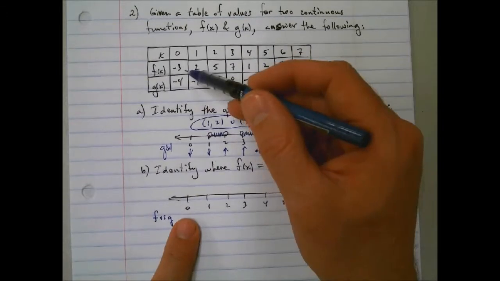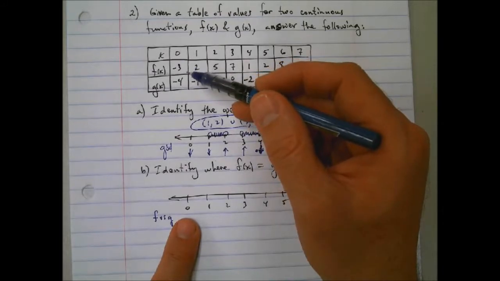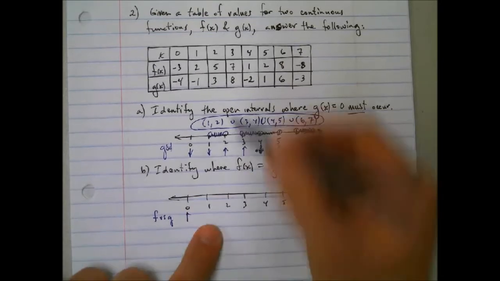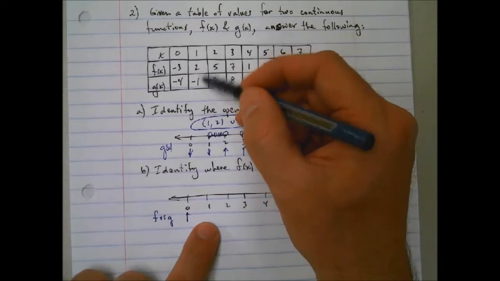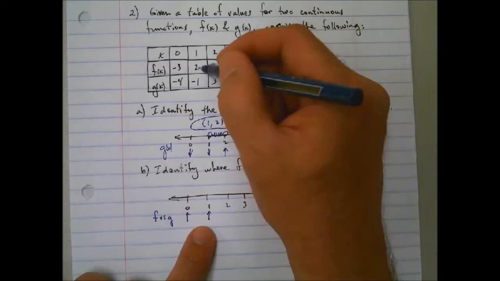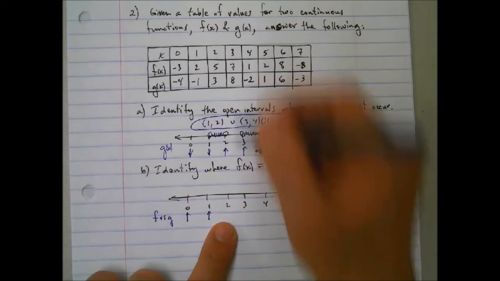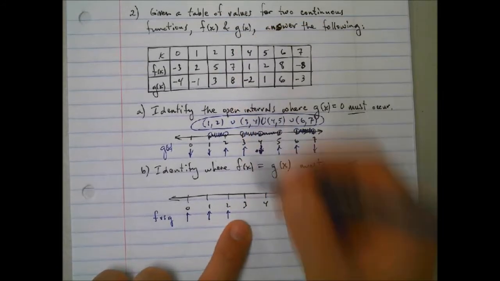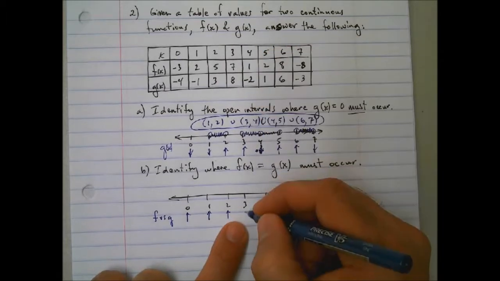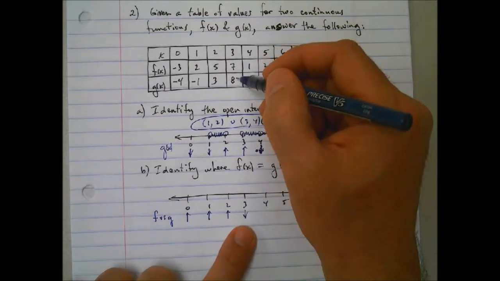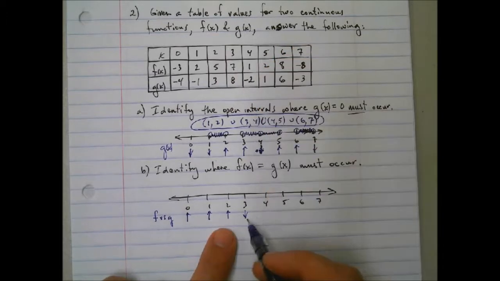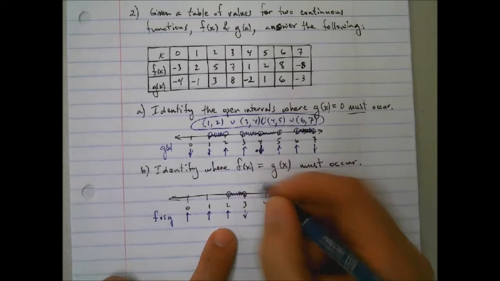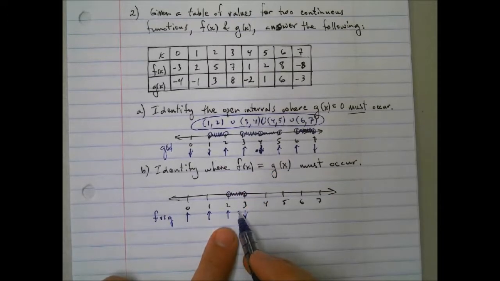So at x equals 0, is F above or below G? Well, -3 is above -4, so F is above at that point. How about at 1? F is above because 2 is above -1. How about at 2? F is above because 5 is above 3. How about at 3? Oh, F is below because 7 is below 8. So somewhere between 2 and 3, since they're both continuous functions, they intersected each other.